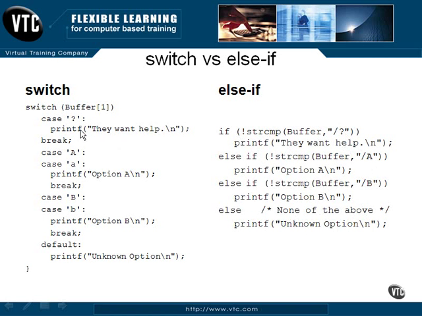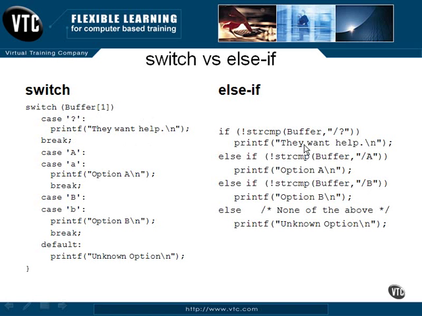Well, here's how we do it in a switch. We switch on buffer sub 1. Remember, buffer sub 0 has this slash in it, and buffer sub 1, the next character over, has this question mark or an A or a B or something we don't know. So we are going to switch on just the one character and skip over the slash. If, that's how you read this, in case buffer 1 is a question mark, printf, they want help.